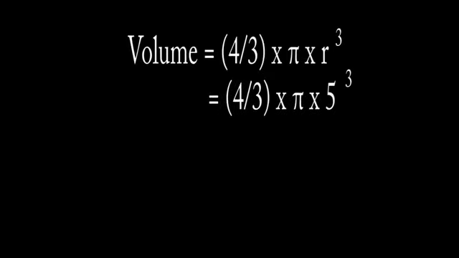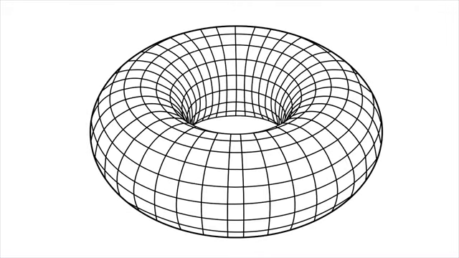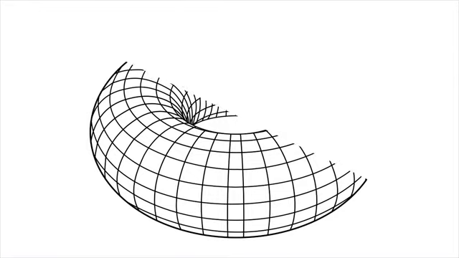For the volume, when radius is 5, 4 over 3 times pi times 5 cubed is equal to 4 over 3 times pi times 125, and the answer is 524. Torus can be made by revolving a small circle along a line made into a bigger circle. It has no edges or vertices, and it is not a polyhedron.